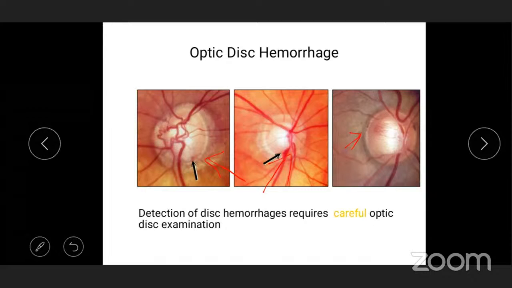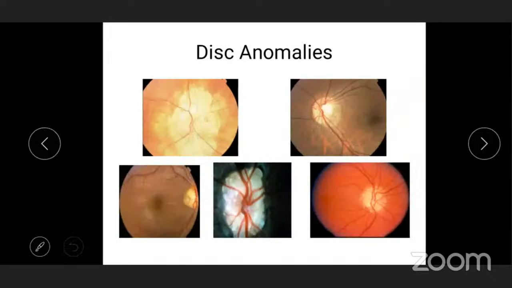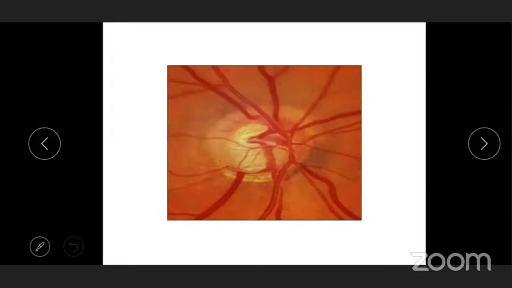So please remember this. And if you remember all that, then the last two slides of my presentation become easier. The disc anomalies become easier. If you remember the sequence, I'll just come back to this. I asked you to look at the sequence. Start with the disc margin and the size, and keep that in mind.